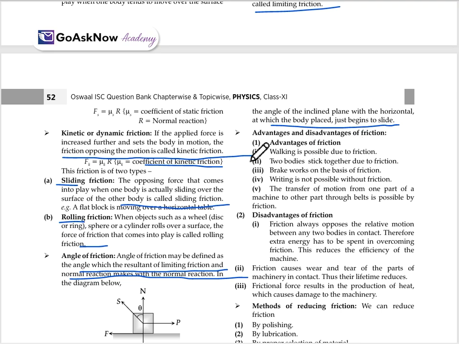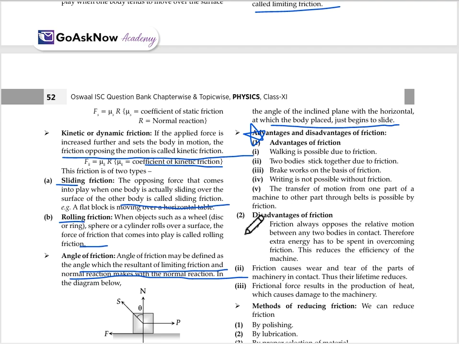An important advantage of friction is that walking is possible due to friction, obviously. Two bodies stick together due to friction. Brakes work on the basis of friction. Writing is not possible without friction. The transfer of motion from one part of a machine to another is possible only by friction.